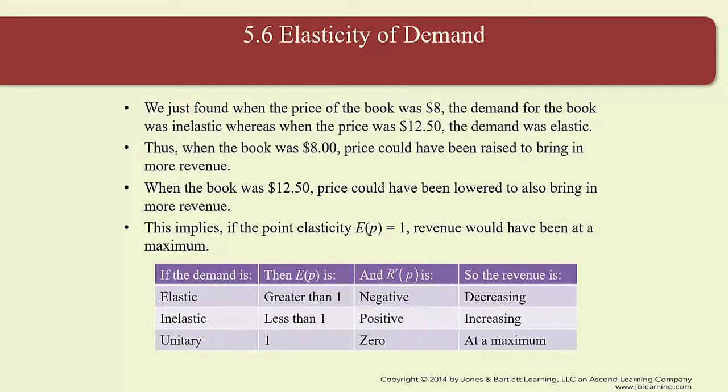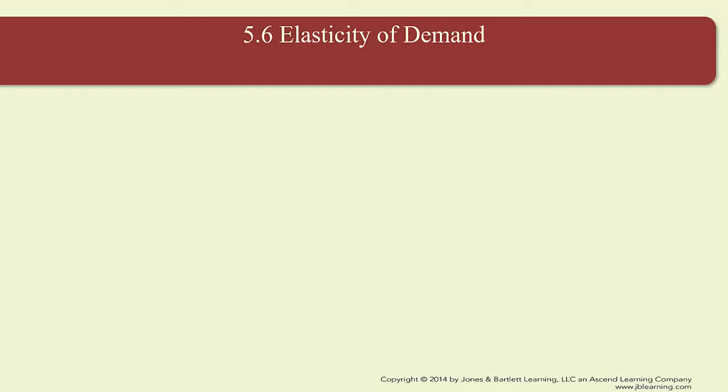And this chart kind of summarizes some stuff for us. If the demand is elastic, we know that means the elasticity is greater than 1, R prime of P would be negative, the revenue's decreasing. If the demand is inelastic, we know that means elasticity was less than 1, R prime of P is positive, the revenue is increasing. And if the demand is unitary, and we know that means E of P is equal to 1, then R prime of P is 0. The revenue is at a maximum.